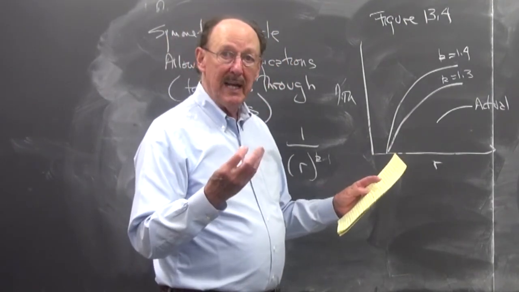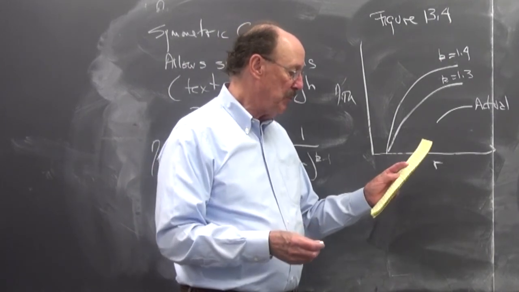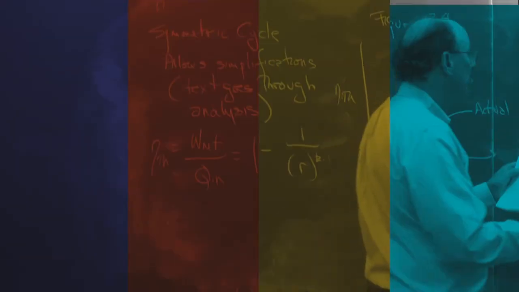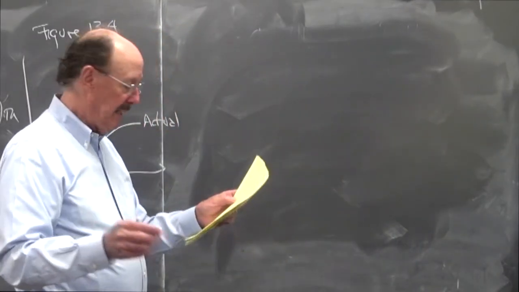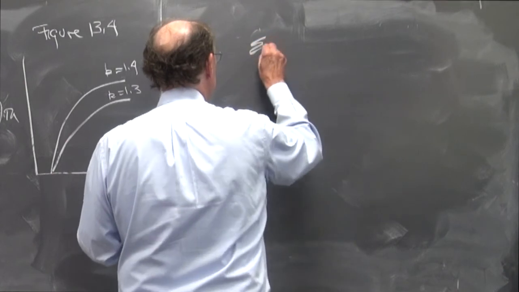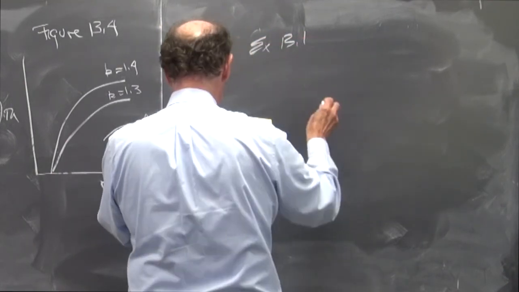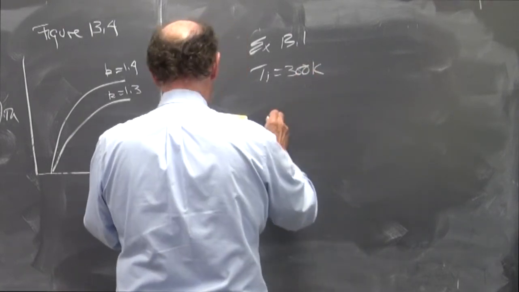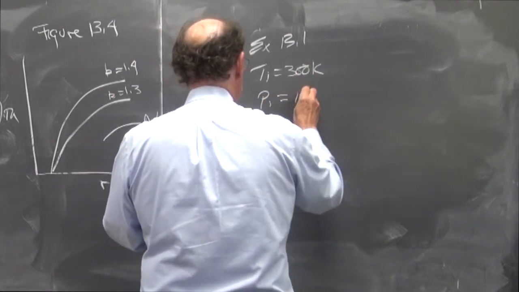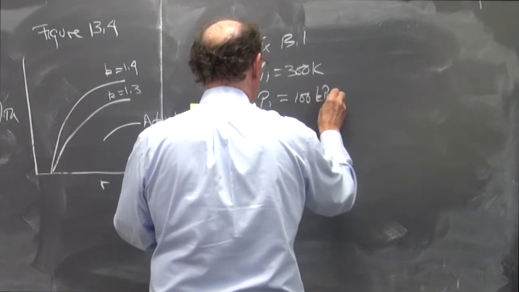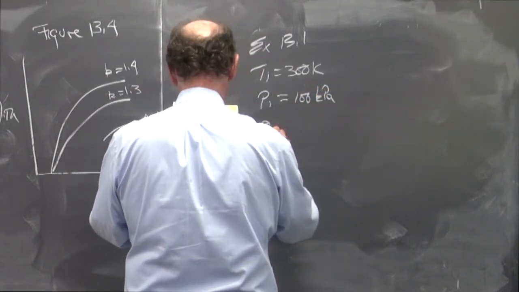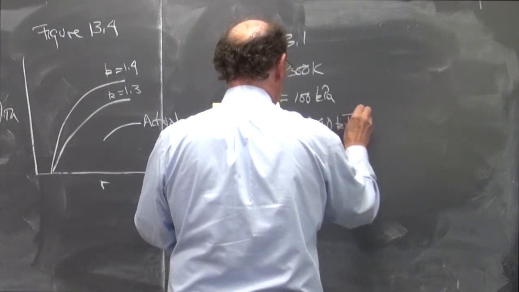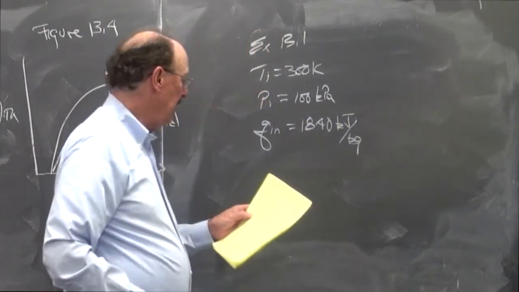So what I'd like to look at next is example 13.1, which is the Otto cycle. You should look at example 13.1. We have T1 is 300 degrees K, P1 is 100 kPa, Qn is equal to 1840 kilojoules per kilogram, and R is equal to 8.